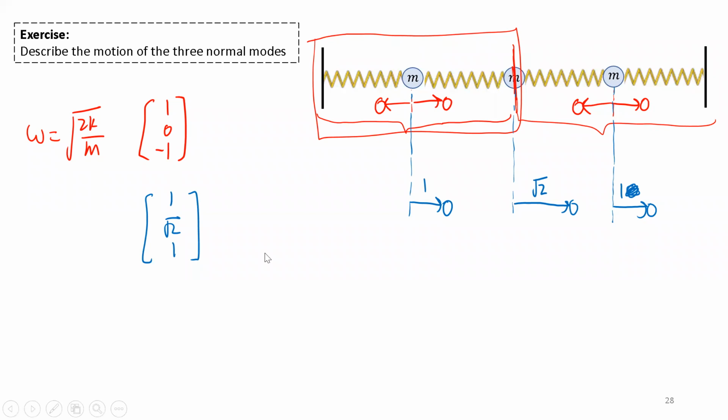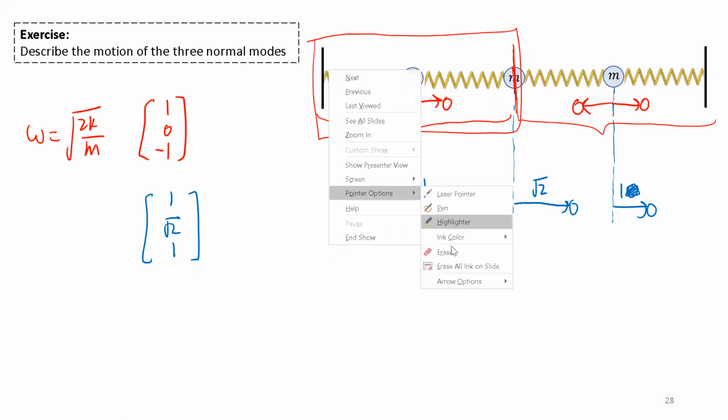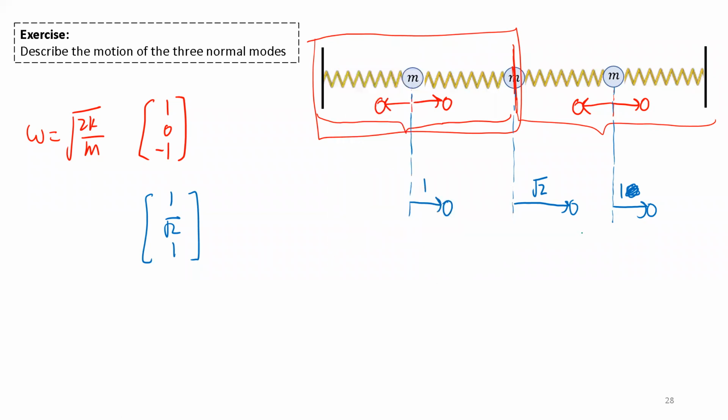It will move by a square root of 2 units. And then for the last one, where I have this 1, square root of 2, and 1, this time these two are the same like this, but then the middle one will be moving to the left this time, like this.